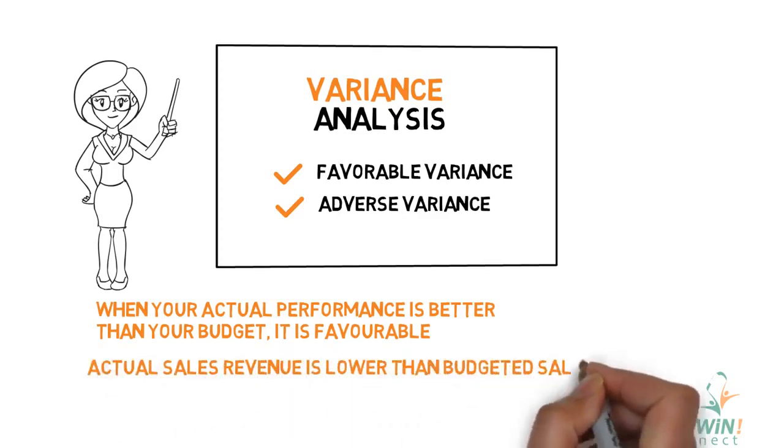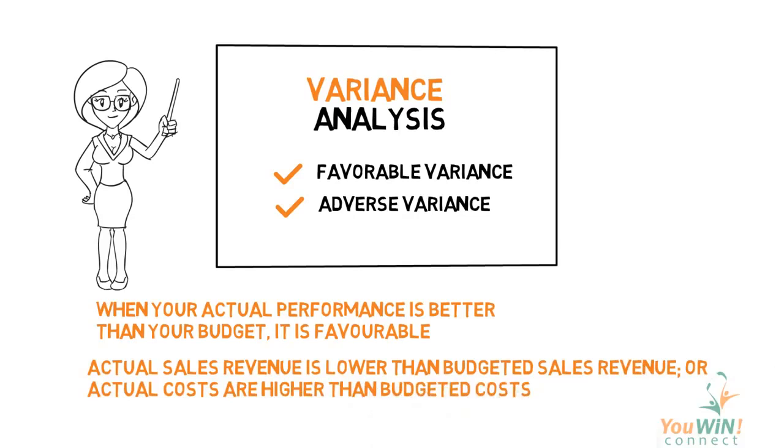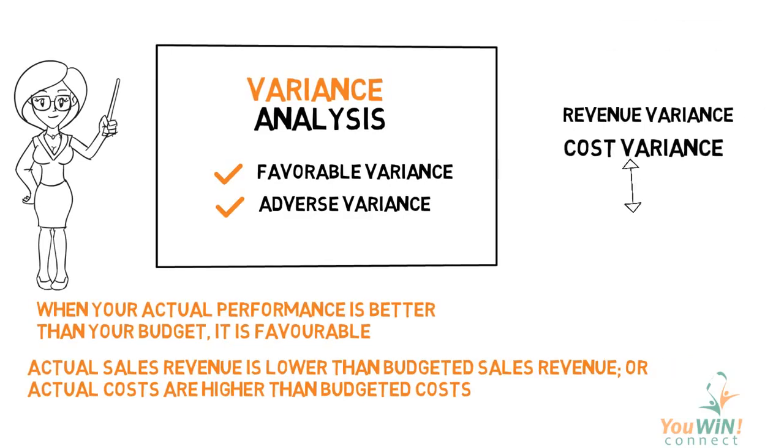Unlike when actual sales revenue is lower than budgeted sales revenue, that is an adverse variance. Or when actual costs are higher than budgeted cost, that is also an adverse variance. So we see that the variance analysis for a profit that is declared at the end of the year is made up of revenue variance and cost variance. And cost variance is made up of raw material variance and labor variance. It is necessary to determine whether the variances are caused by the sales or the expenses when analyzing profit variance.